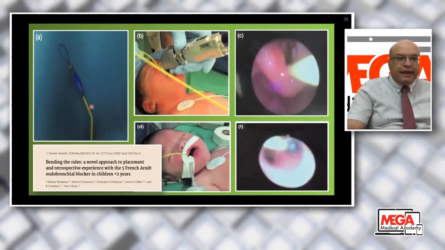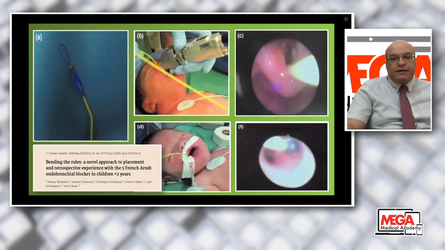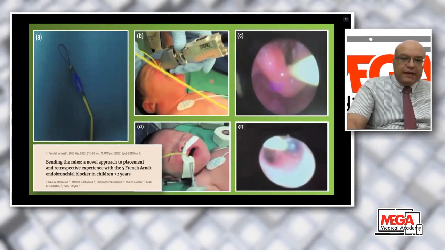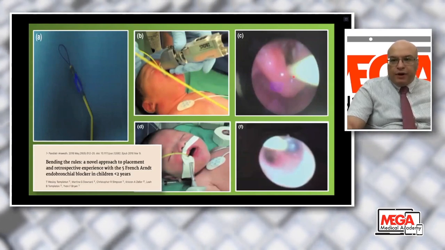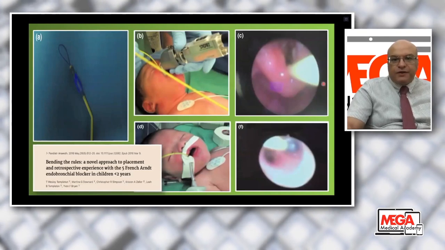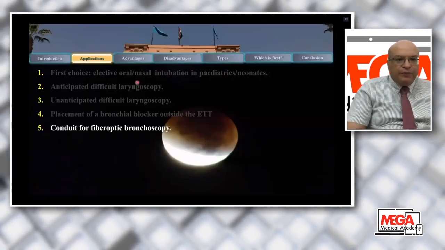Here is a reported case of using an armed blocker inserted outside the tube using a CMAC from Storz. As you can see here, the blocker is going directly through the glottis before inserting the tube, and the tube is inserted alongside the blocker.